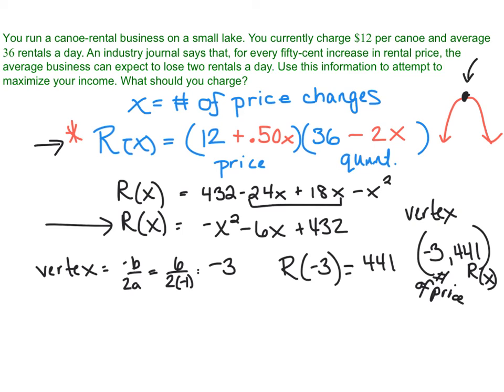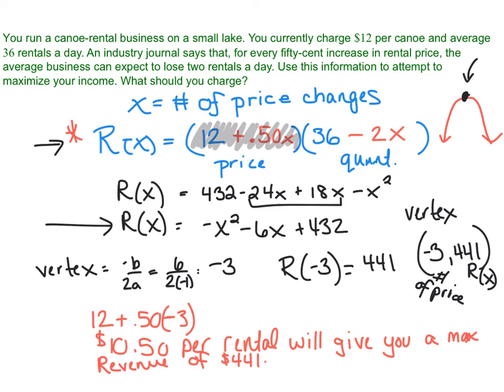A more algebraic way of thinking this through is if you take the price portion of your original function and you just plug it into the price portion, which would be 12 plus 0.50 times negative 3 to see what you should be selling it for, and that's going to be $10.50 should be the cost for canoe rental. So $10.50 per rental will give you a maximum revenue of, well, we already have our max revenue, that's your Y value, of $441.